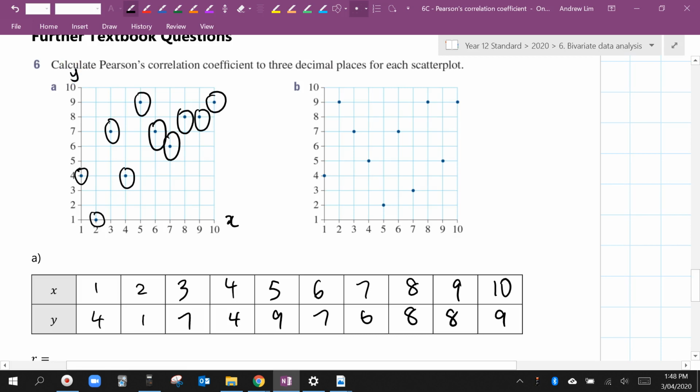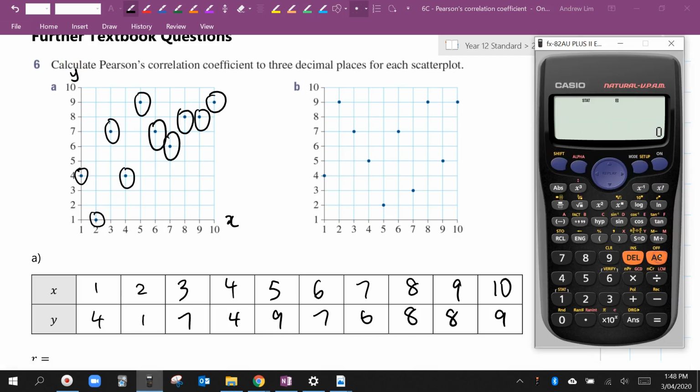So what I'm going to do now is I'm going to enter these values into my calculator, and then it's going to give me Pearson's correlation coefficient, and I'm going to do that to 3 decimal places. So mode 2, I want the A plus BX, that's 2. Okay, I'm going to enter my data. I've got 1, 2, 3, 4, 5, 6, 7, 8, 9, 10 for X's, so that's nice and easy.